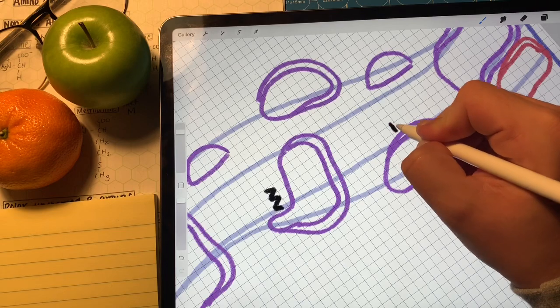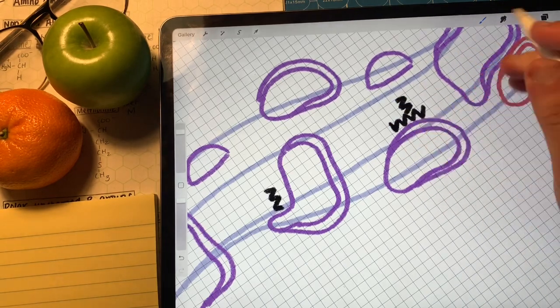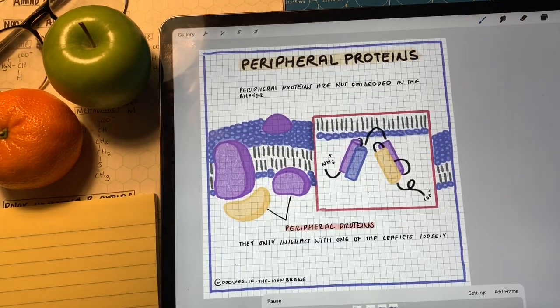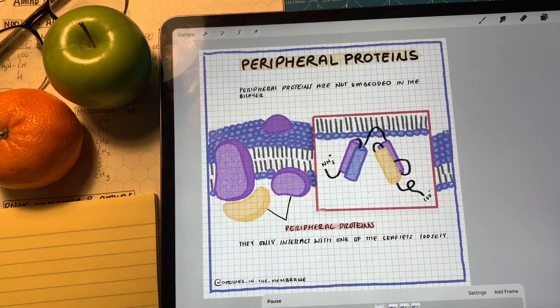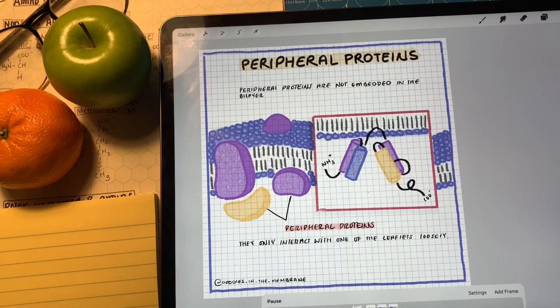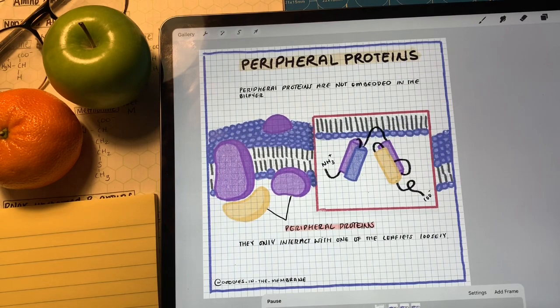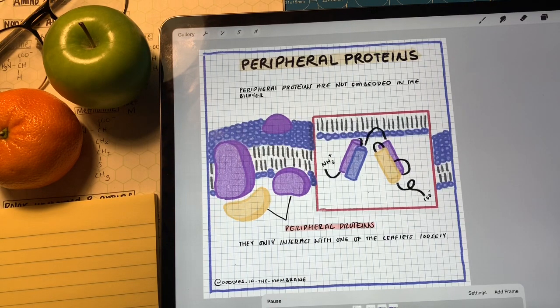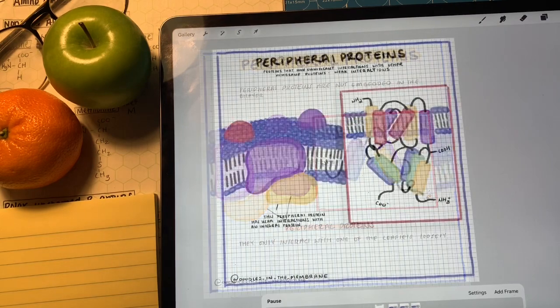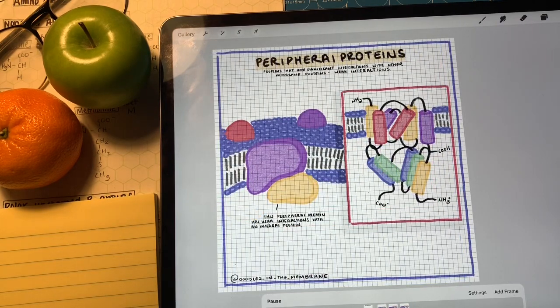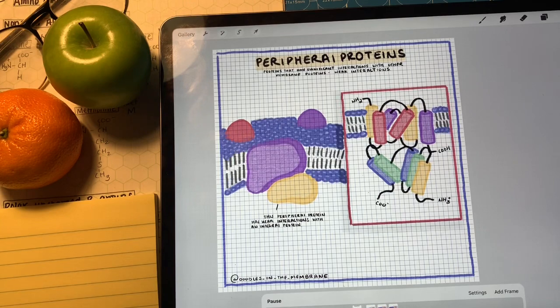And probably the last membrane type protein that I want to talk about, at least in this video, are peripheral proteins. Now, peripheral proteins are only kind of embedded on one side of the bilayer. So they only have interactions with either the side that faces the cell or the side that's outside the cell. Now, these proteins have really, really weak interactions with the membrane. They're easily pulled off, and sometimes they're easily pulled off through regulation of biochemical pathways.